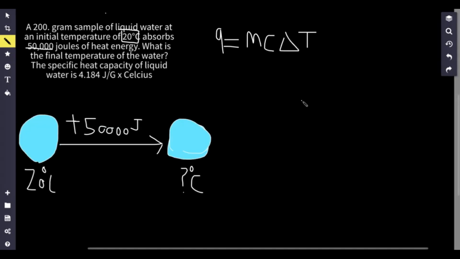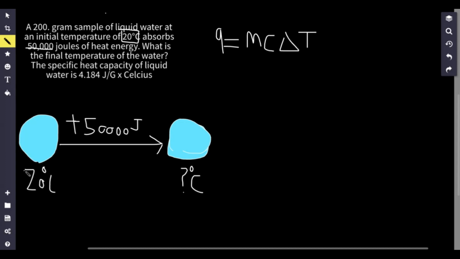A 200. gram sample of liquid water at an initial temperature of 20 degrees Celsius absorbs 50,000 joules of heat energy. What is the final temperature of the water? And we're given the specific heat capacity of liquid water.